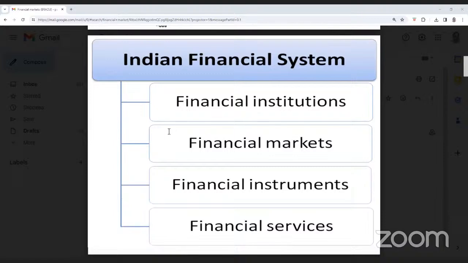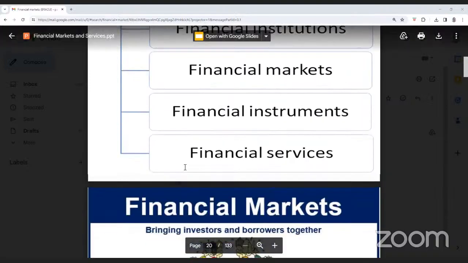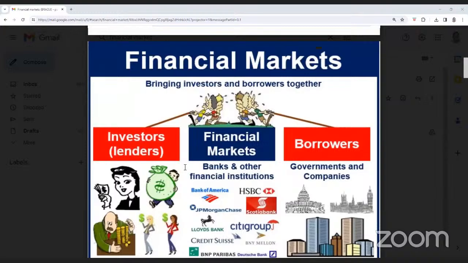Next. Now, the Indian financial system. Here it is classified into financial institutions, markets, instruments, and financial services. Now we'll see what the financial markets are. In the picture, what you are seeing are financial markets.